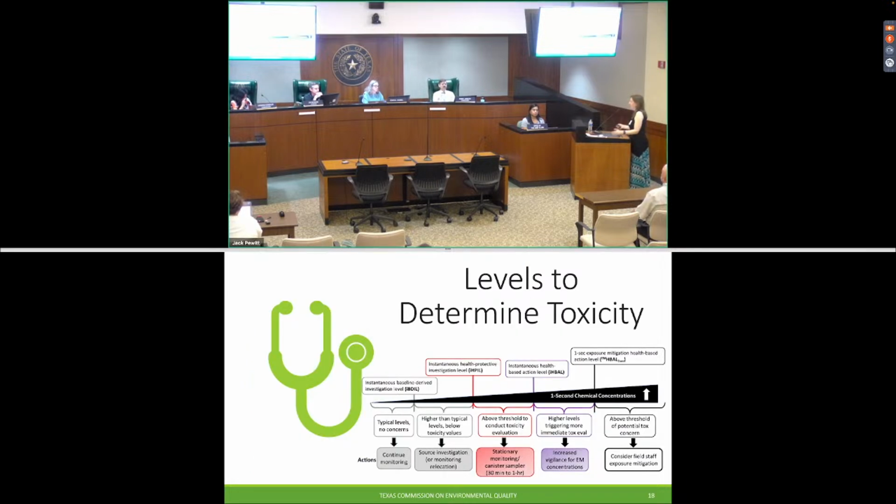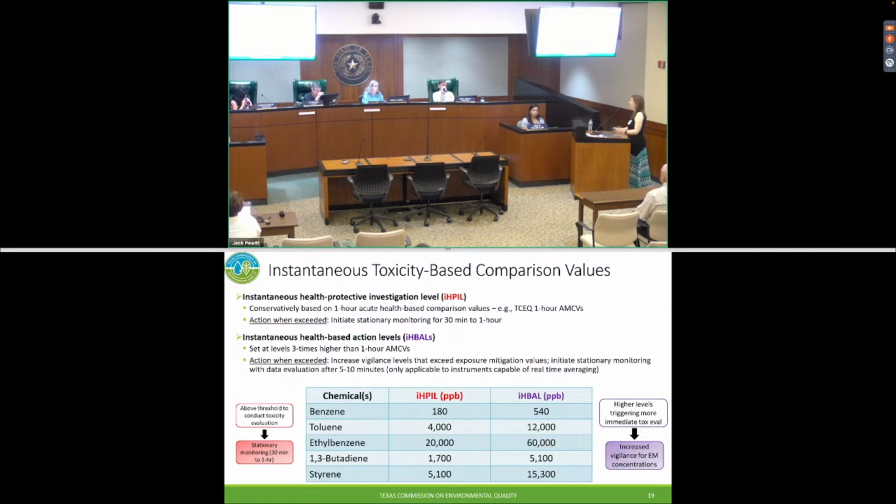Now I'm moving into the levels to determine toxicity. We have a couple of these, as you've seen. The first one, the one that starts the process of thinking about toxicity, is the instantaneous health protective investigation level, the red one. This is set conservatively to be equal to the 1 hour air monitoring comparison value for that particular chemical. If a 1 hour concentration is safe for people to breathe, then that same concentration will certainly be safe for them to breathe if it's just instantaneous. But it starts us down that road of thinking about toxicity. That would trigger some sort of stationary monitoring, canister sampling, that sort of thing, if it was appropriate to do so.